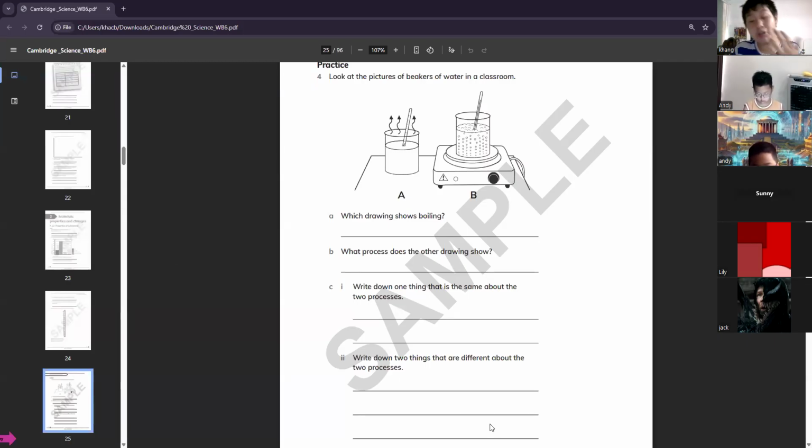Now, can anybody tell me two things that are different about these processes? One is boiling and one is not. One is hot and one is cold.